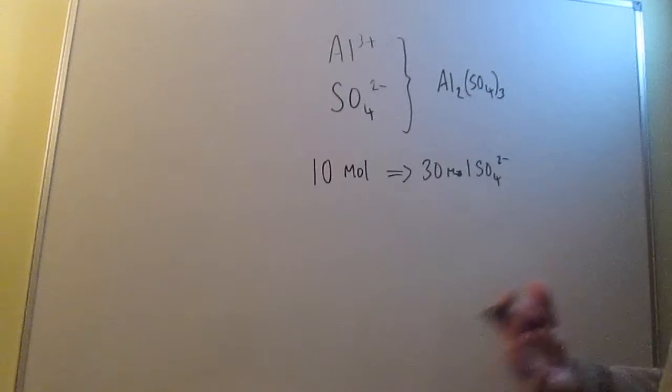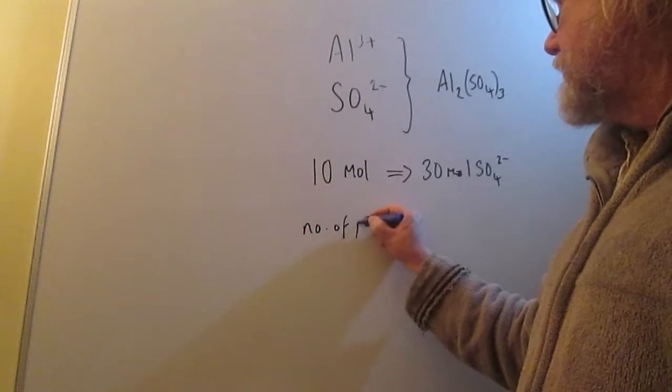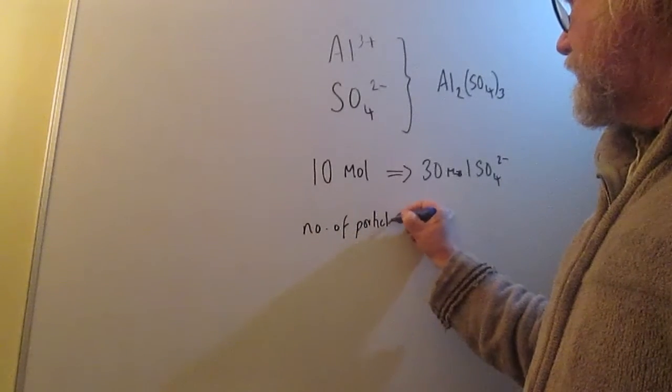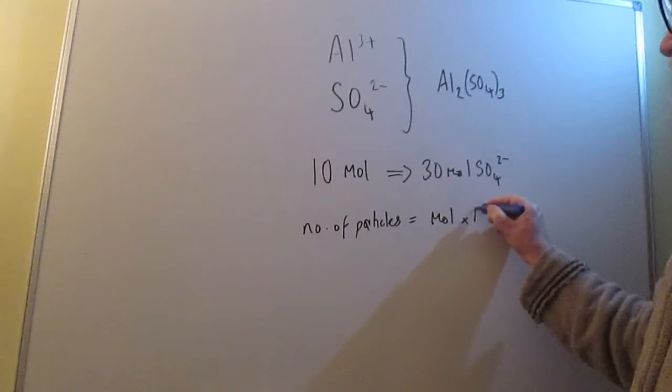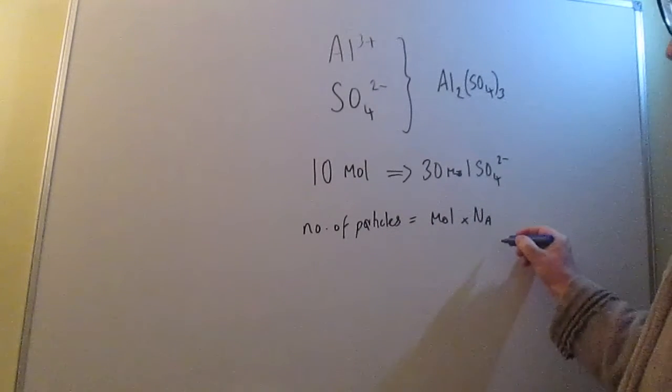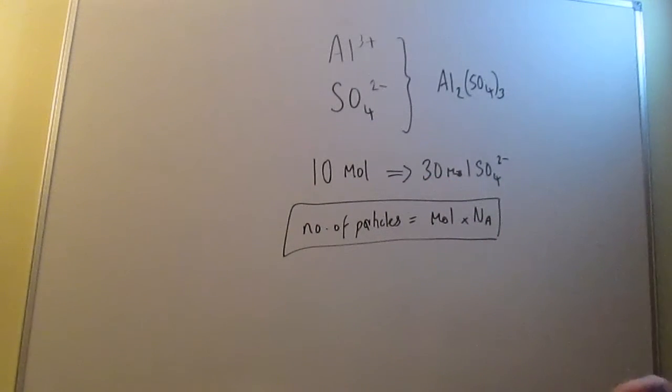So then we can convert that into the actual number of ions, remembering the relationship, which is that the number of particles is equal to moles times Avogadro's number. So you've got to make sure you remember that relationship. And Avogadro's number, remember, is on your data sheet.